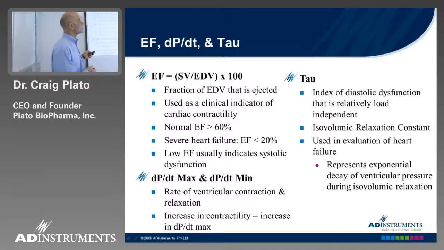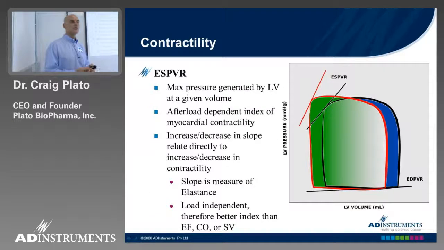Tau, again, is another index of diastolic performance, and if it's deranged to too great of a degree, it's diastolic dysfunction. And the beauty of tau, as pointed out here, is that it's relatively load independent. It tells you much more about the calcium handling within the heart, the viscoelastic properties of the myocardium, and is somewhat load independent. So it can tell you something about the heart itself, independent of hemodynamics.